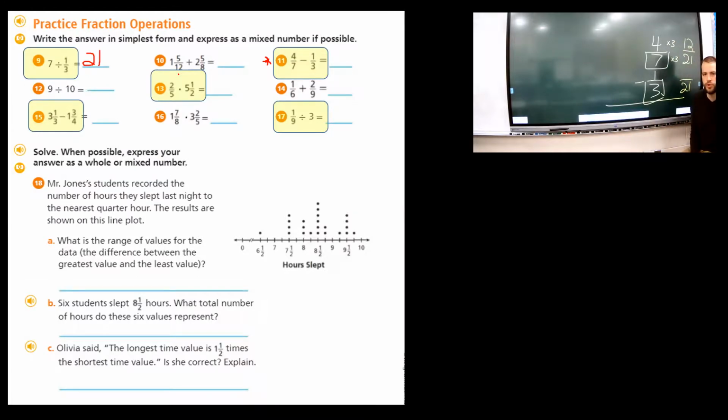That turns into a 12 over 21. This magic number is 7. How do I know? Because it takes 7 3s to make 21. Do it to the bottom, do it to the top, 7. This is our new problem. 12 over 21 minus 7 over 21. Well, what's the difference between 12 and 7? 7, 8, 9, 10, 11, 12. There's 5 left. So your answer is 5 over 21.